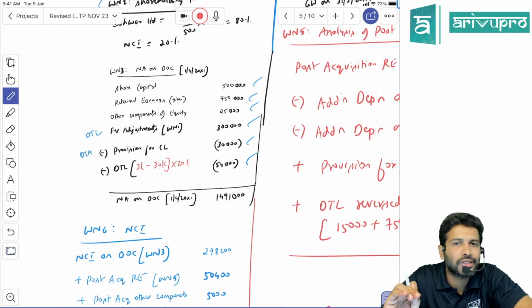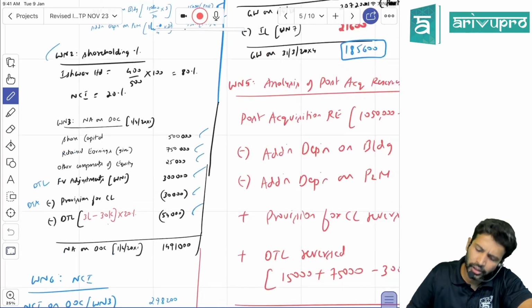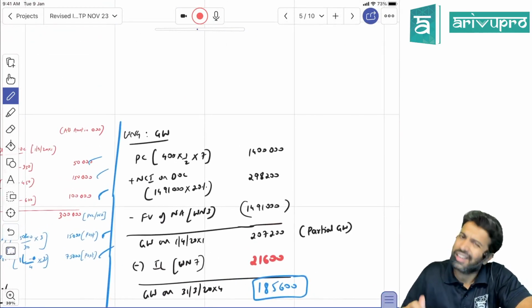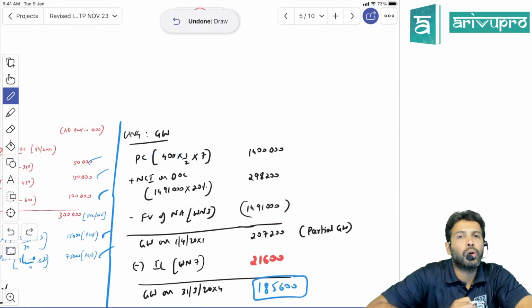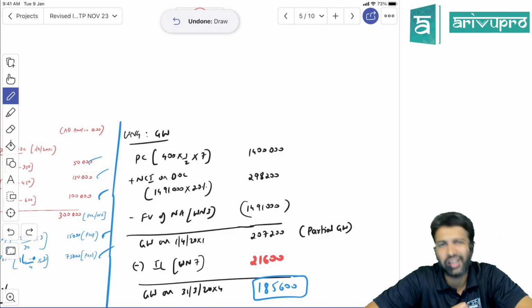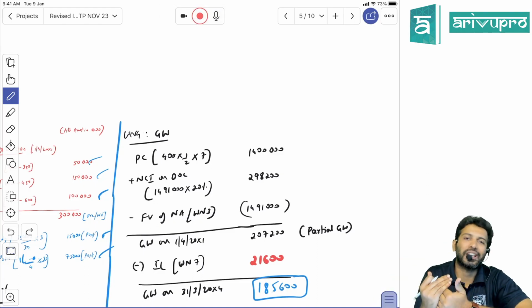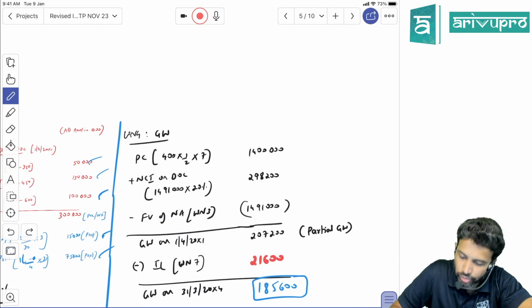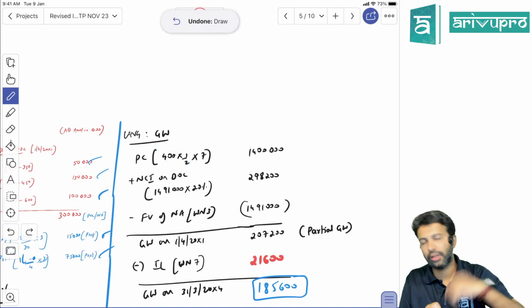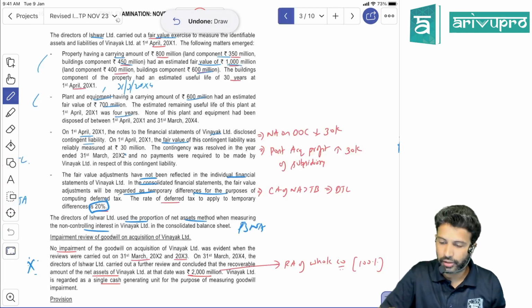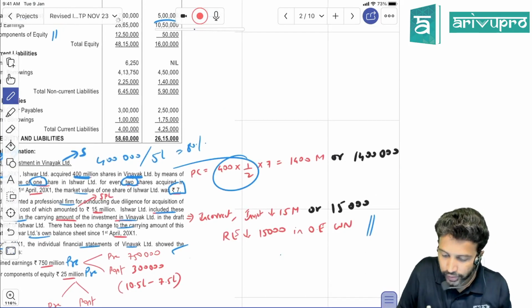Next, once you know net assets, we can find out the goodwill. So first, PC. Do you know PC? Yes. 400 million was the total shares acquired by the parent in the subsidiary, as they had told. And this was acquired through share exchange. For 2 shares, we gave 1 share. So for 400 shares, how many shares will we give? 200 million. We wrote this already over here. Yeah, 400 into 1 by 2.